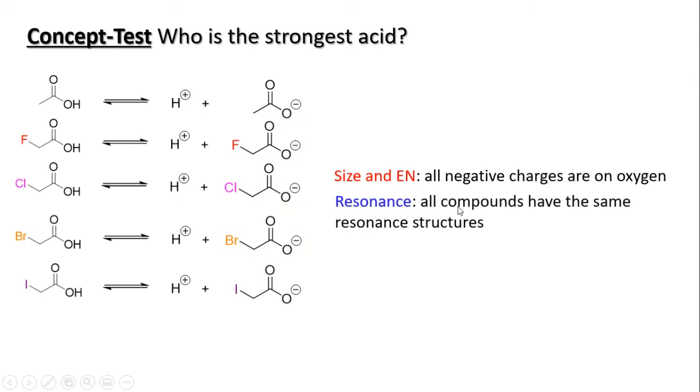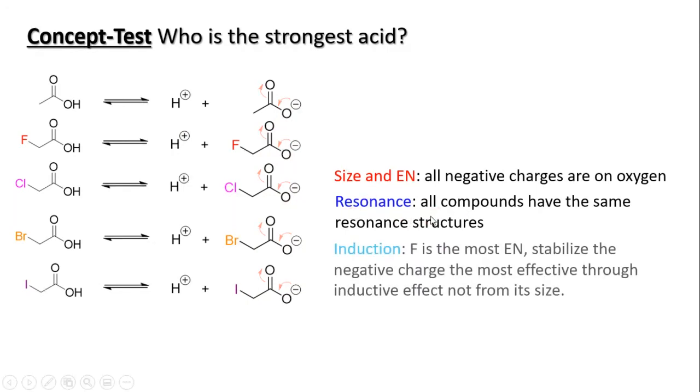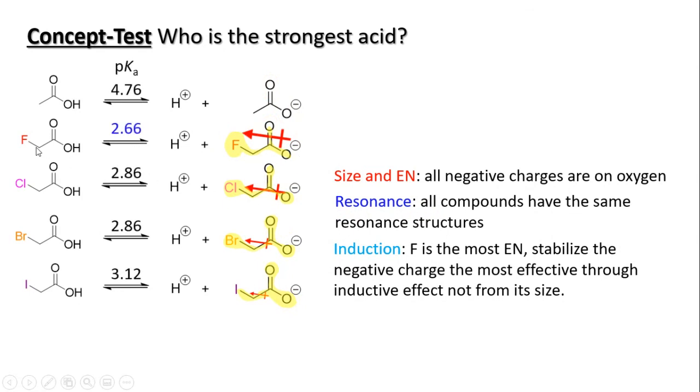Next one, resonance. Do they have resonance? Yes, but all of them have the same resonance, so resonance doesn't help here. What's the tiebreaker? The inductive effect. Fluorine is the most electronegative atom here, so it will be able to pull electrons and help these two oxygens stabilize the negative charge the best. It carries the weight of the negative charge the best, and that's the reason why the pKa of fluoroacetic acid is the lowest, 2.66, the most acidic here. For iodine, the electronegativity is not as good, around 3, so it doesn't help as much.